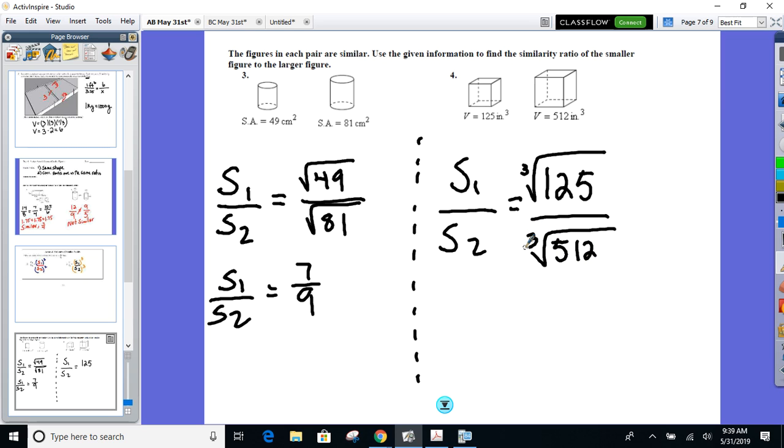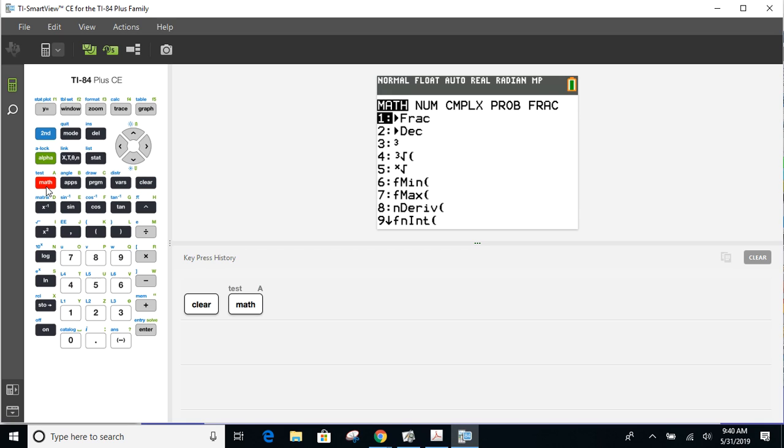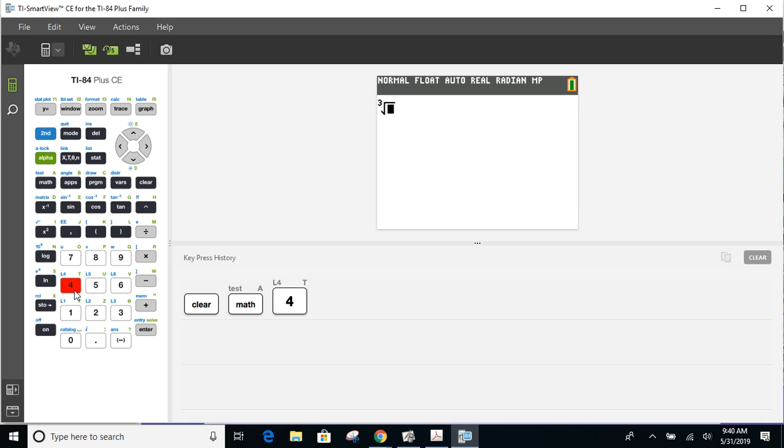Hey, could somebody teach me up here? Let's say I was absent that day. Where do I go on my calculator? Math button. Some of you can go to alpha window. All of us can go to math and see choice 4. And then I can take the cube root of anything you need.